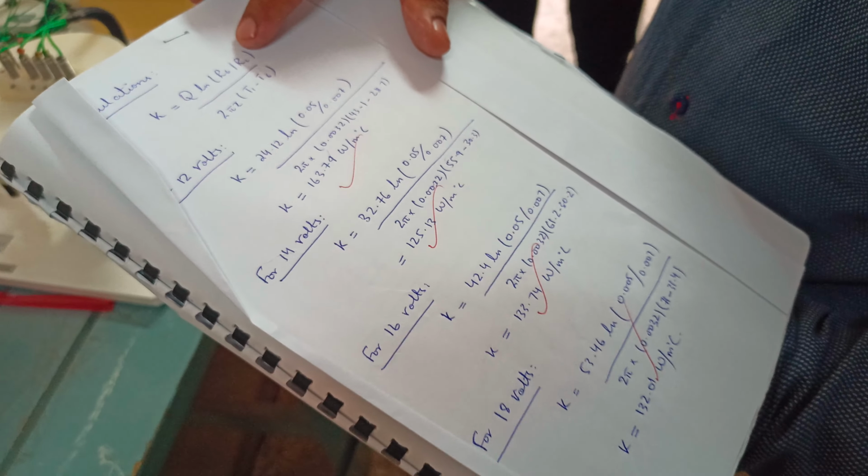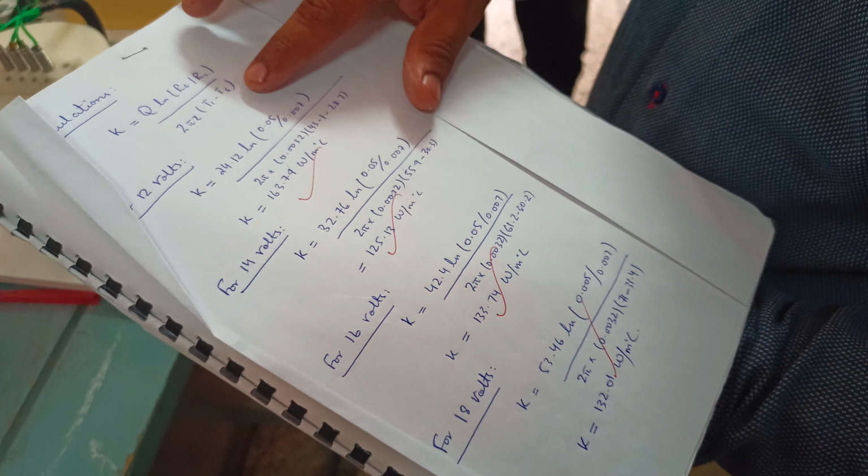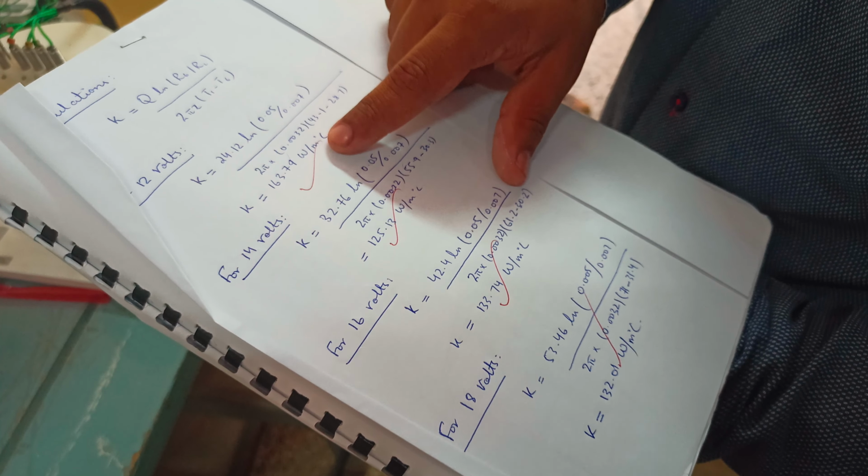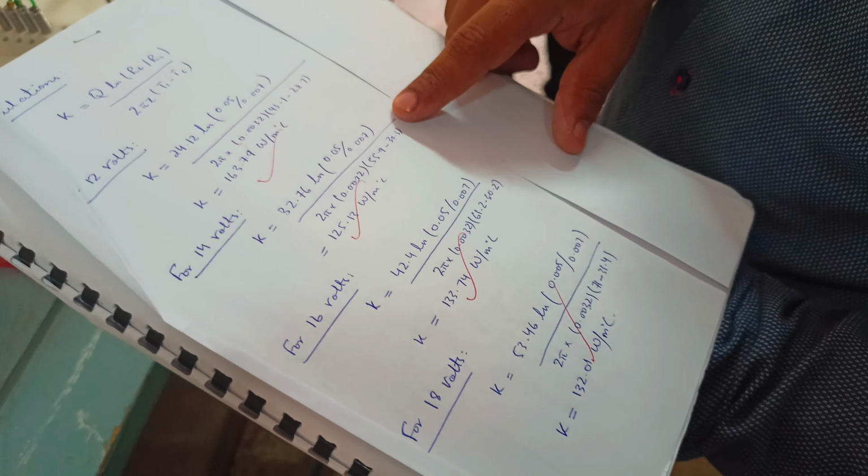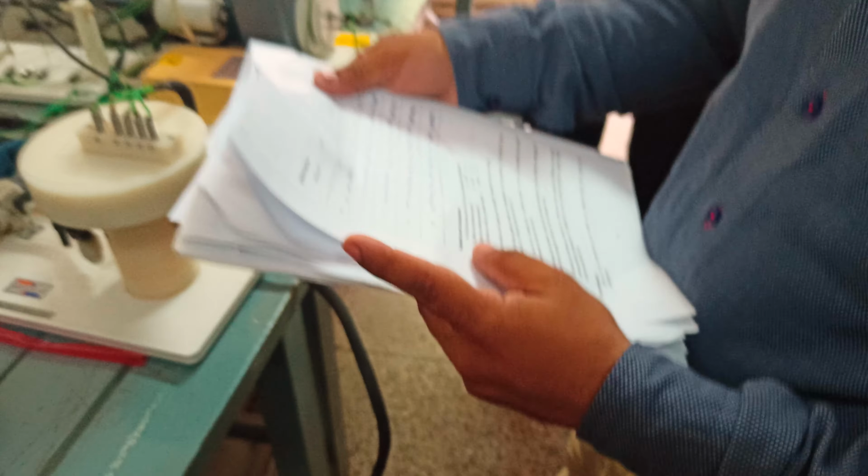Q ln(R6 upon R1) over (T1 minus T6). We get thermal conductivity like 163.79, 125, 133 and 132 for 4 different readings. Okay.